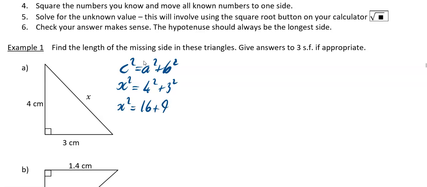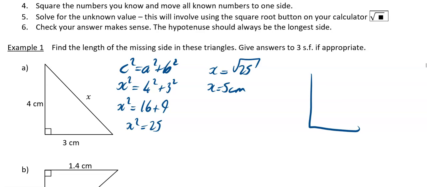That's going to be 16 plus 9. So x squared is equal to 25. And then that means x itself is the square root of 25. So x works out to be 5, and give it the units, 5 centimeters. Okay, we have sort of stumbled across a very important right angle triangle, probably the most important right angle triangle. This is what's called a 3, 4, 5 triangle, and this is what's called a Pythagorean triple.